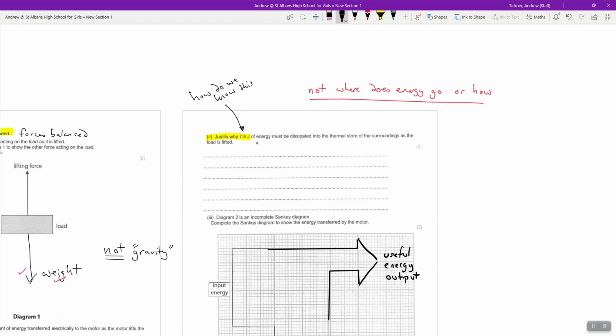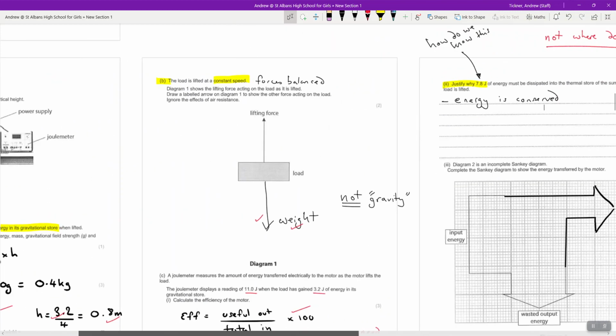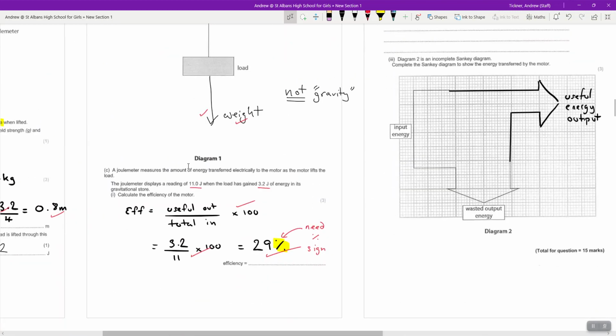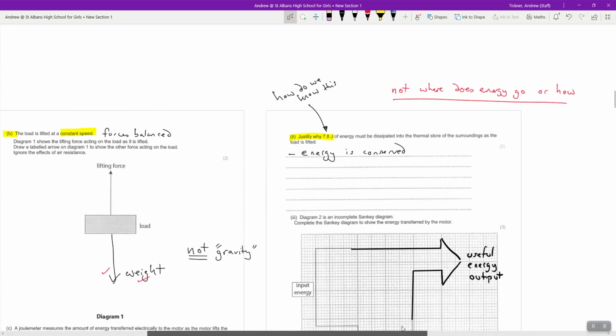This is the key idea. How do we know it's 7.8 joules? Two things are important. First, energy is conserved, or energy in equals energy out. Any idea that energy is a conserved quantity. And then we are just asked to do a very simple bit of maths. We know the energy we put in. We know the useful energy out. So the energy dissipated into the surroundings must be the leftover.